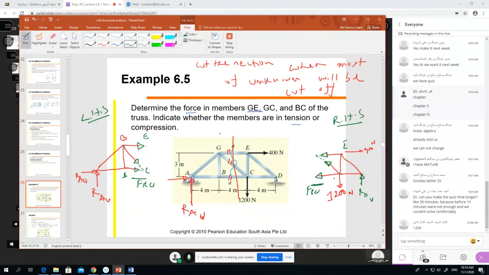Solve the problem. Our main target is to find this value, FGE. We have to find FGE, FGC, and FBC. This is FBC. FGE, same thing. We have to find FGE here. Here is C, right? FGC or FBC. These three we have to find out, right?